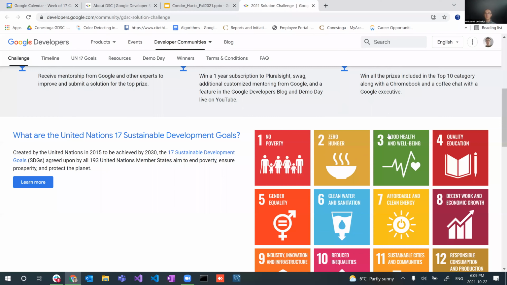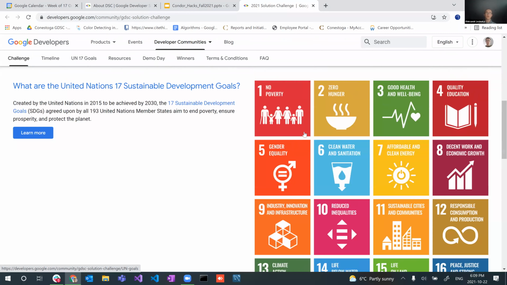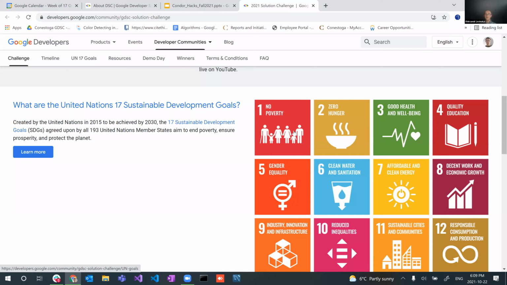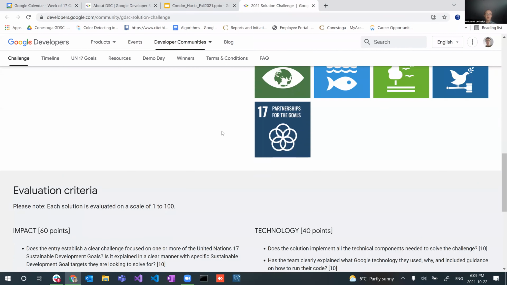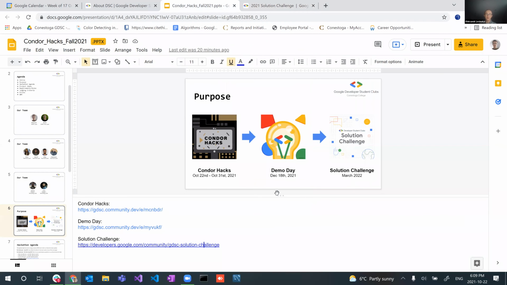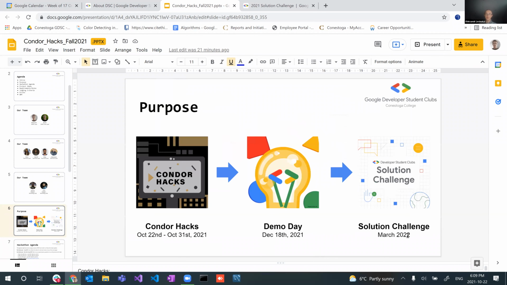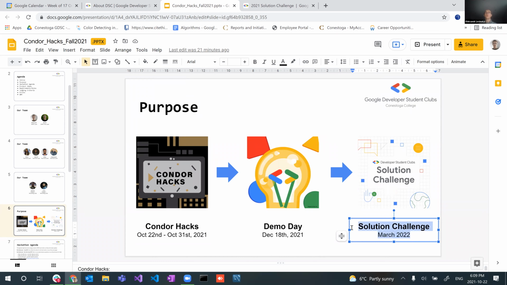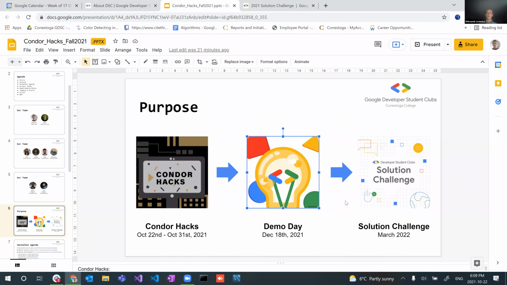So you pick one of these topics, one of 17 topics, and you try to solve it with the help of technology, including Google Tech as well. Then around March, I believe, at least last year, I hope I'm not mistaken, March 2022. So next year, the submission deadline will be around that. It's not defined yet, but essentially you will be able to use these two previous events to enhance your projects and then submit them to Solution Challenge.